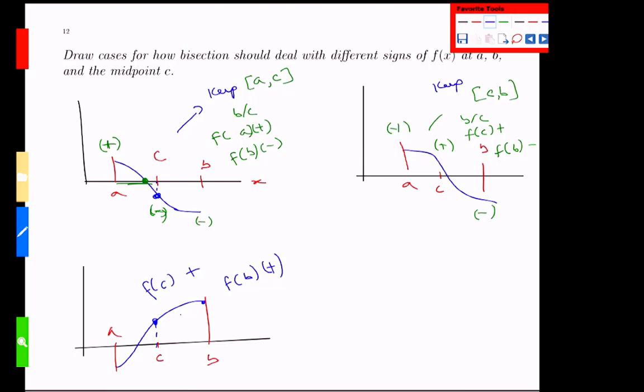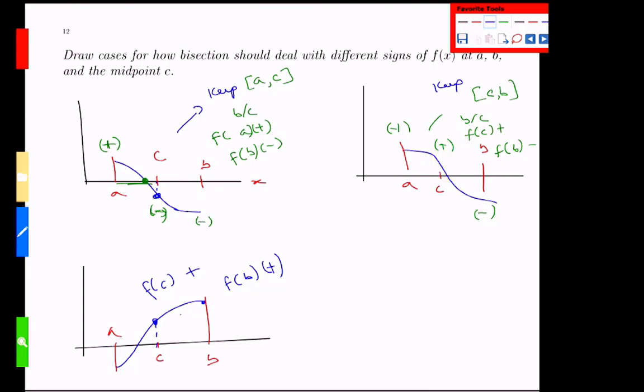So if I check at c, f of c is negative, f of b is negative. They have the same sign. I'm going to throw away the b, keep the c. When the sign at c is positive, but the sign of b is negative, I do the other thing. I'm going to throw away A and keep C.